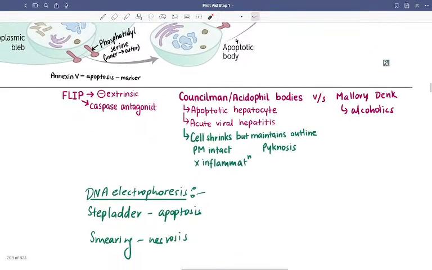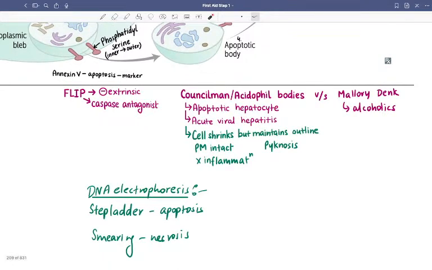Councilman bodies, all this has come in NEET, and sometimes maybe in INI also. Councilman bodies, acidophil bodies, apoptotic hepatocytes in acute viral hepatitis. The councilman body is acidophilic, and in acute viral hepatitis the cells maintain the outline. The cell shrinks but the outline is maintained, plasma membrane intact, pyknosis.